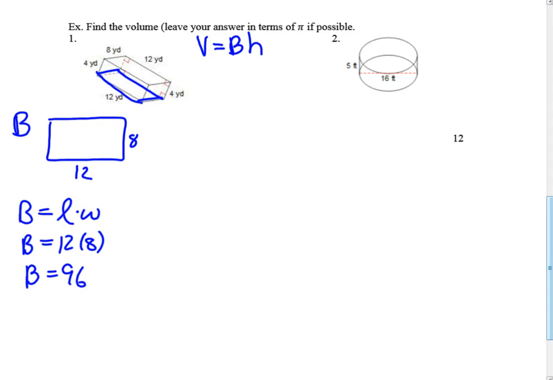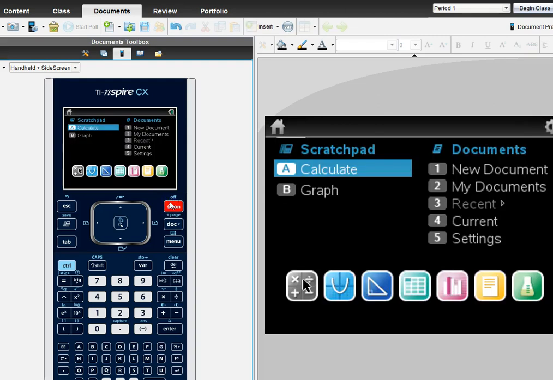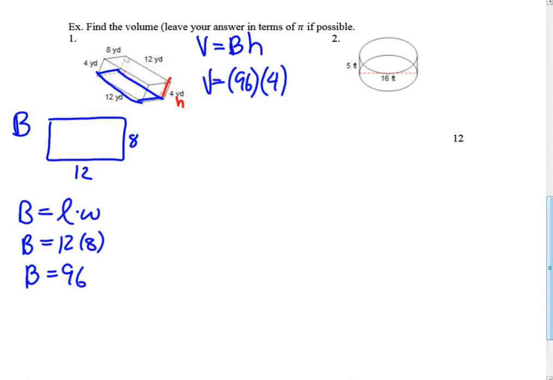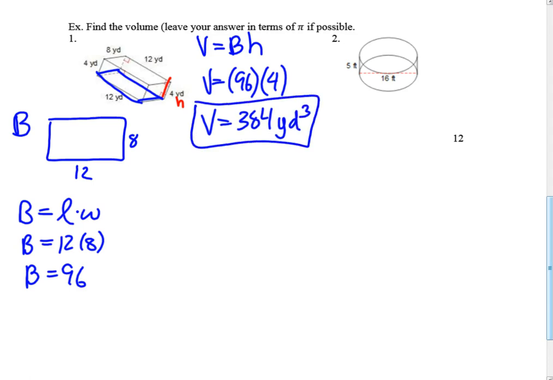And then if that's my base, this would be the height here. So our formula for the volume is going to be 96 times 4. Okay, so 96 times 4 is 384. So the volume will be 384 yards cubed. Now again, a common error point is with this B, people just put in something like 12 times 8.